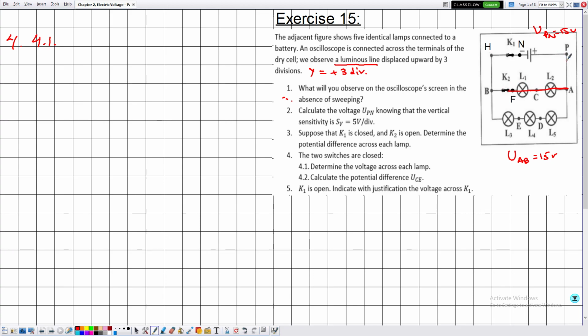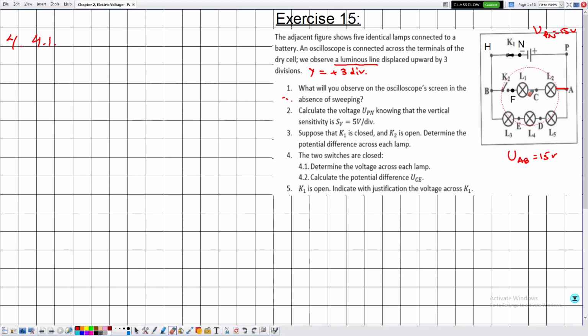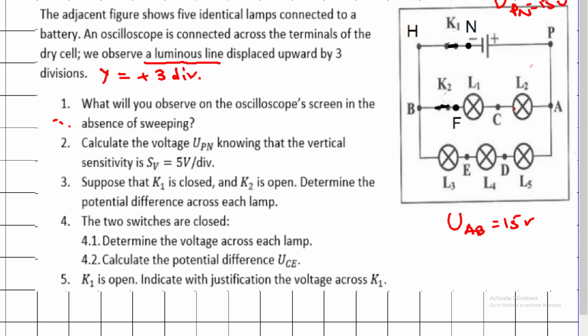So okay, before first calculating UAB, now since K2 is now a closed switch, the point F now is not a disconnected terminal, it's a connected terminal. So we should consider the lamps L1 and L2. So in this case, first let's determine the voltages across the lamps L2 and L1, knowing that they are identical. In order to do so, we need to determine the voltage UAB.